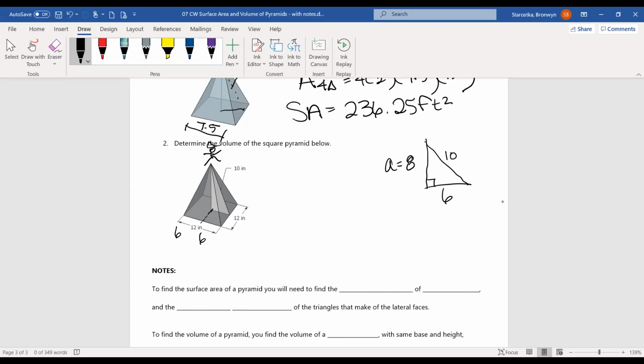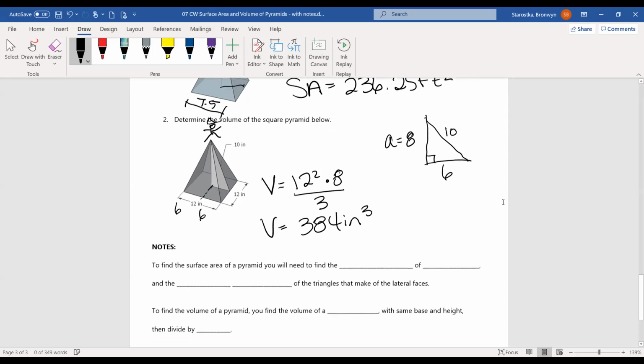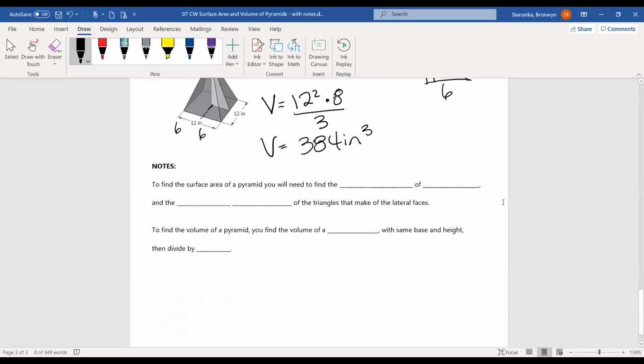To find the volume then, it's the prism: area of the base times the height. So 12 squared is my base times my height of 8. That would be the prism that made that up. If we divide it by 3, we get the pyramid. So my volume is 384 inches cubed.